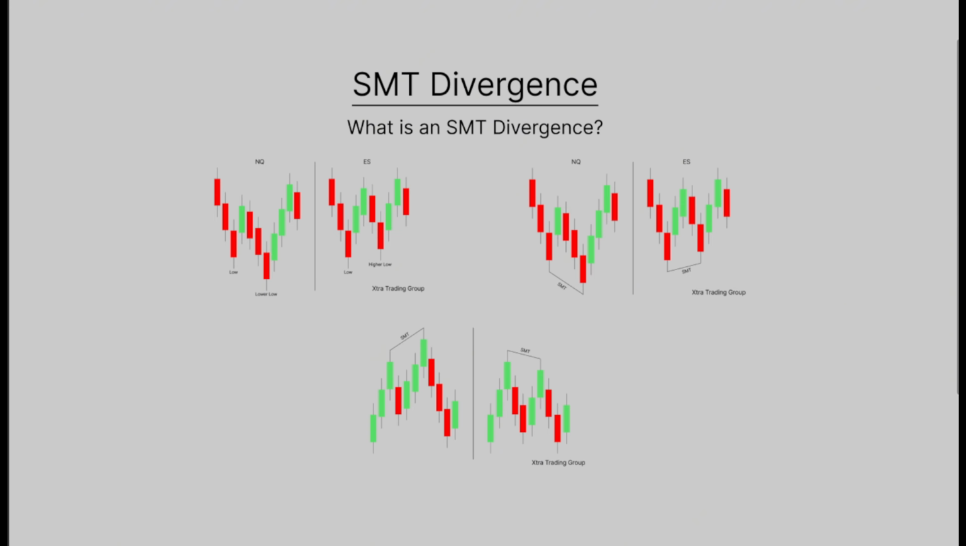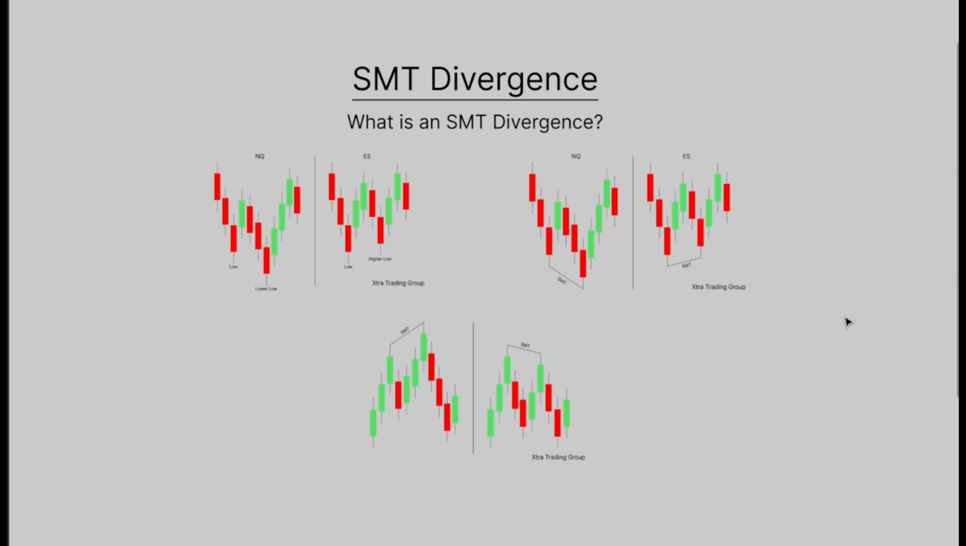How's it going? I'm going to be showing you what an SMT divergence is today. Let's just hop straight in. What's an SMT divergence? It's just when correlated pairs such as NASDAQ and the S&P 500 diverge from each other. That's pretty much all it is, but I'll show some examples here. These are PDFs for my Discord.